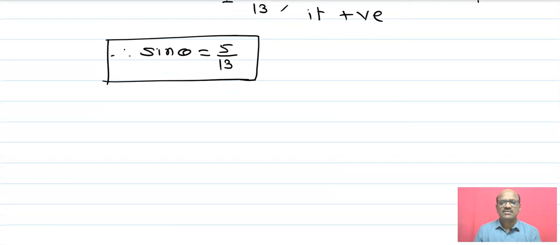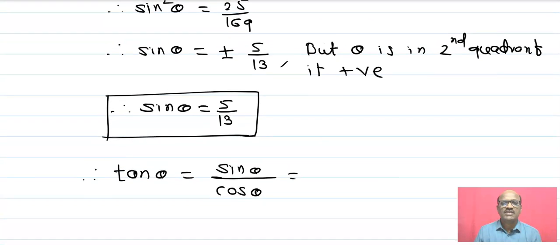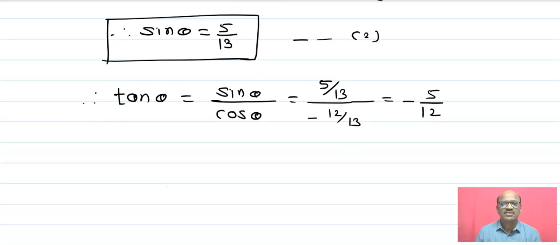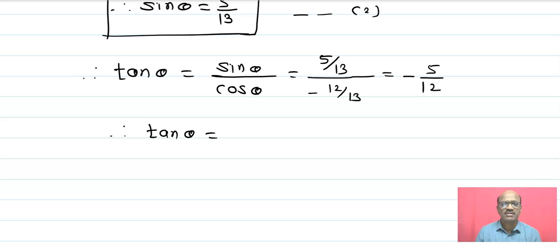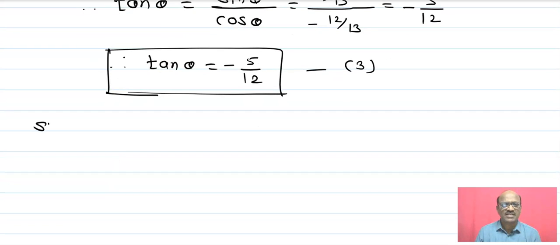Now we'll see their values. tan theta is equal to sin theta upon cos theta. Here you do not need to decide their values again, because we have already filtered the values of sine and cos. By using them, we will get the final answer, which is minus 5 by 12. Therefore, you do not need to decide again what tan is in that quadrant, because we have already filtered the values of sine theta and cos theta according to their quadrant.